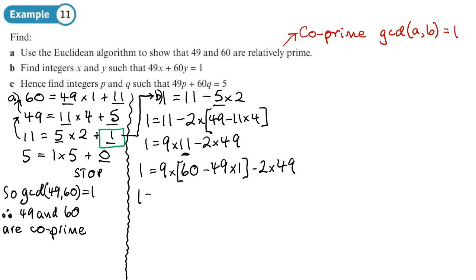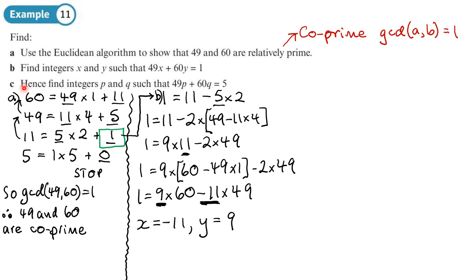We can group together the terms. So we'll have 9 times by 60. Then I will have minus 9 lots of 49 minus 2 lots of 49, which gives me minus 11 lots of 49. So these are the numbers I'm looking for. Now the number of 49s I've got, x is negative 11, and the number of 60s I've got, y is 9.